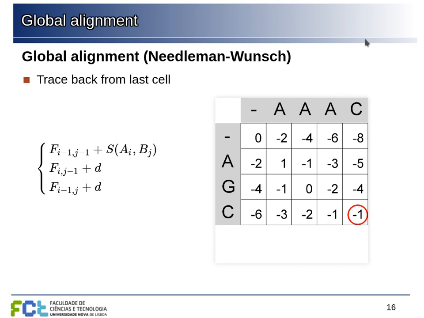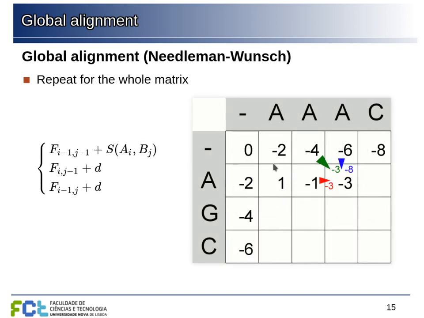Okay, so now we don't want only the score, we want the actual alignment. We want to be able to write down which residues, which elements of each sequence correspond to the elements of the other sequence. So what we can do here is we're going to trace back from the last cell by going backwards on all the decisions that we took here.